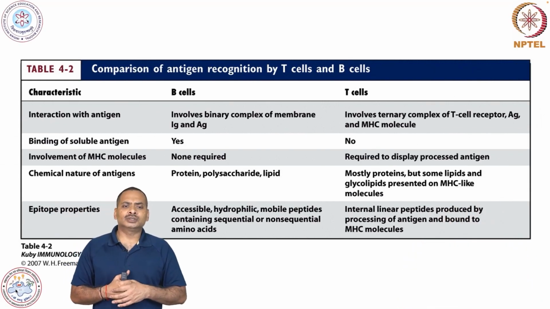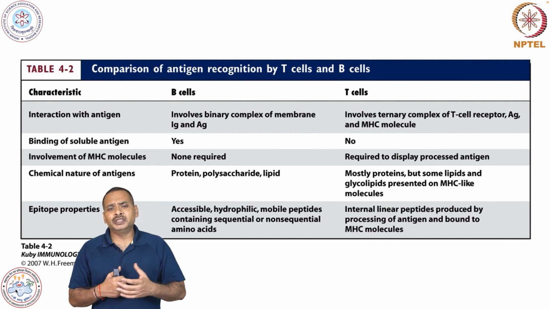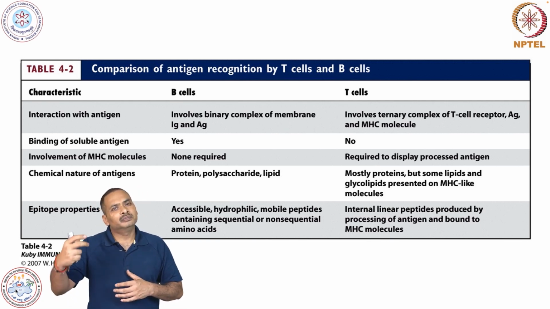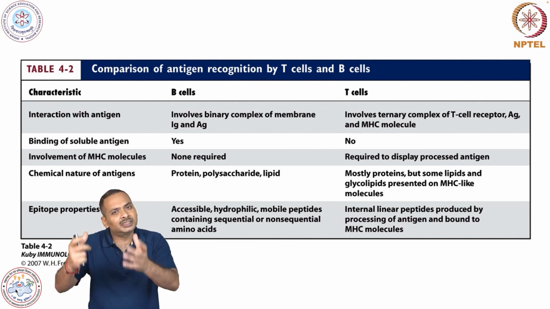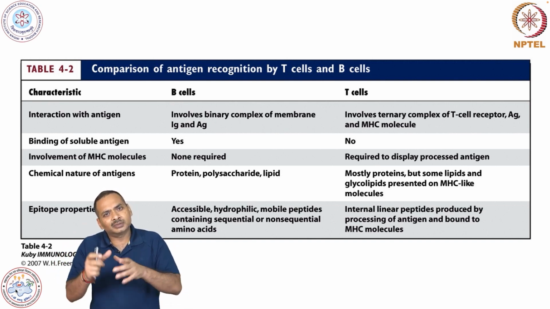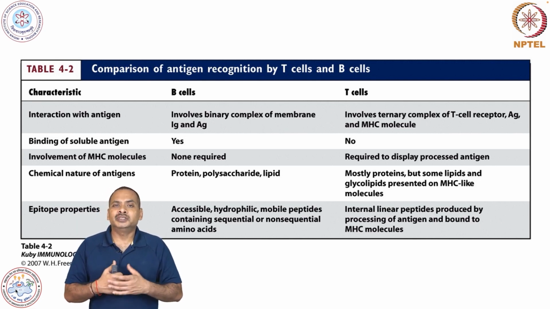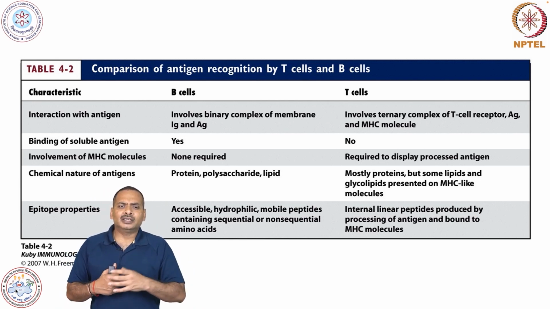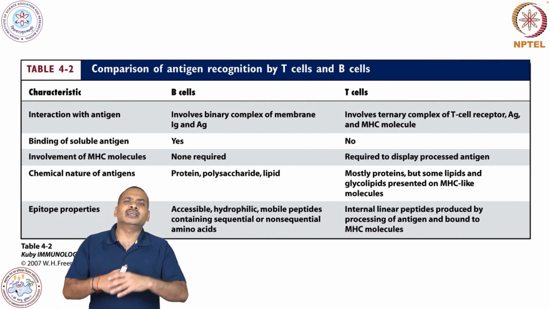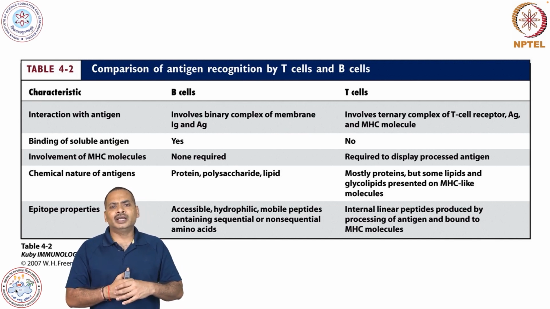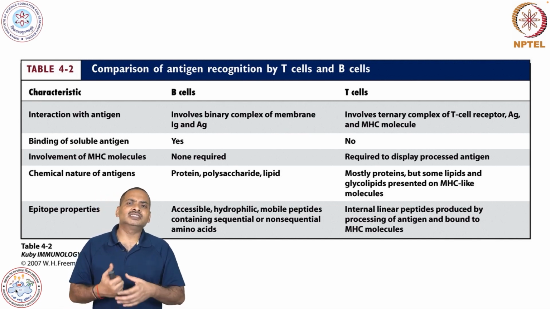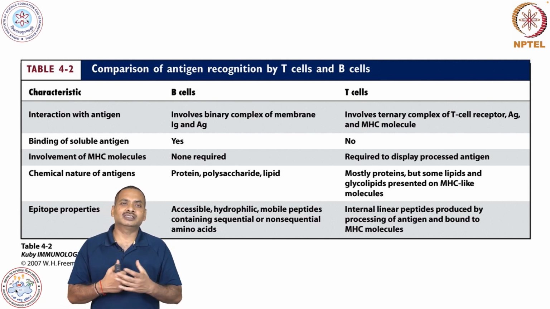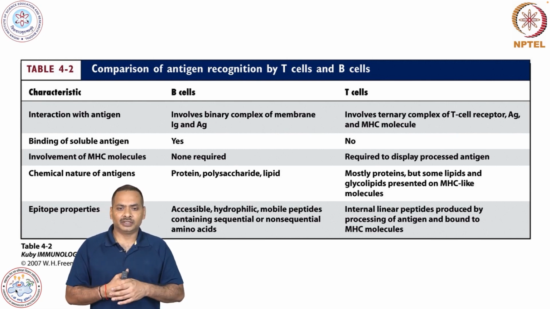Epitope properties. In case of B cell, the epitope is accessible by the BCR, or B cell receptor, basically the antibody which is present over the B cell membrane. This is accessible, and as I told you, it's mainly hydrophilic surfaces and mobile peptides containing sequential or non-sequential amino acids. Now you can understand this sequential and non-sequential amino acid.